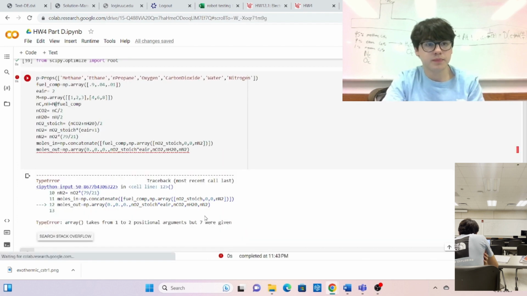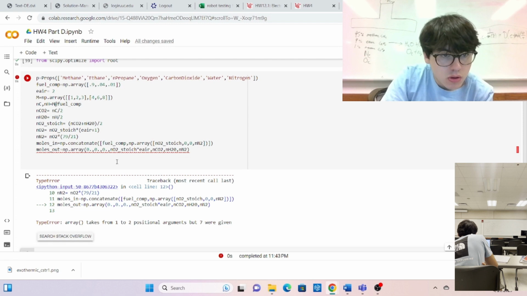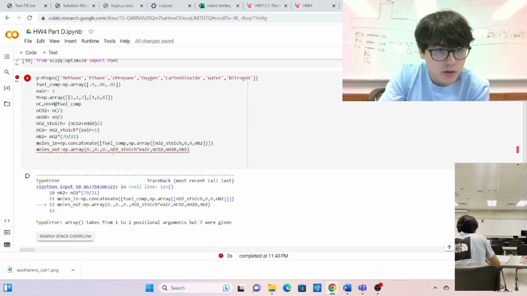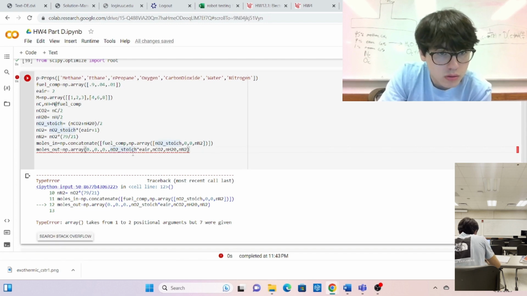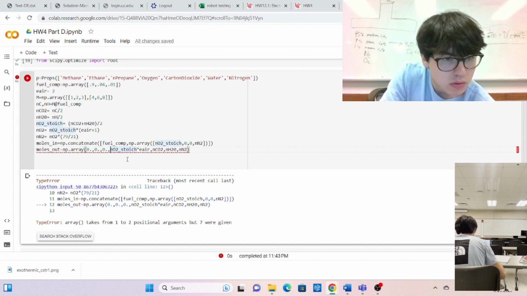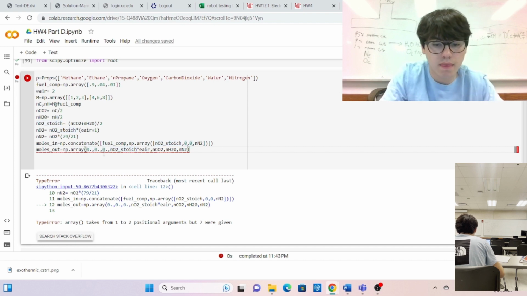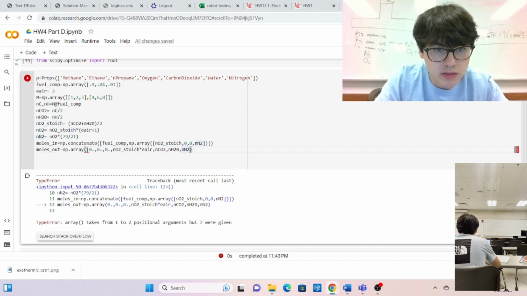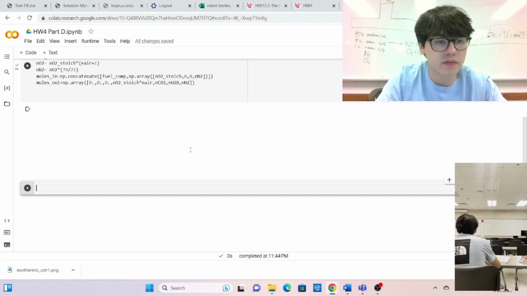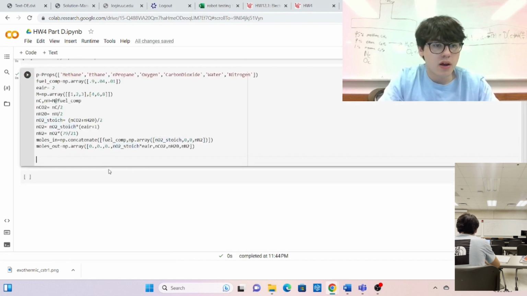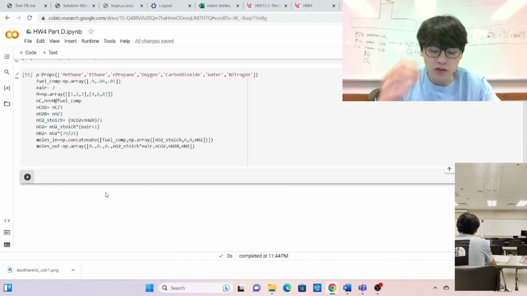Shift enter. What did we do wrong here? Forget to include brackets. Perfect. All right, there's an array there. And now we can start solving this problem. So what we need to do is define our equations that we derived earlier in the video.